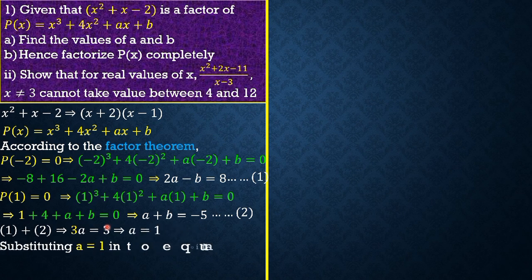Now if we substitute a equal to 1 into equation 2, which is a plus b equals negative 5, we put our a equals 1 and we have 1 plus b equals minus 5.